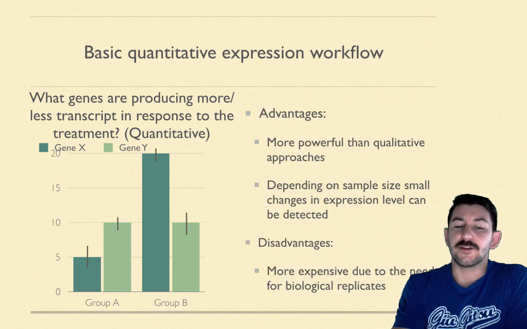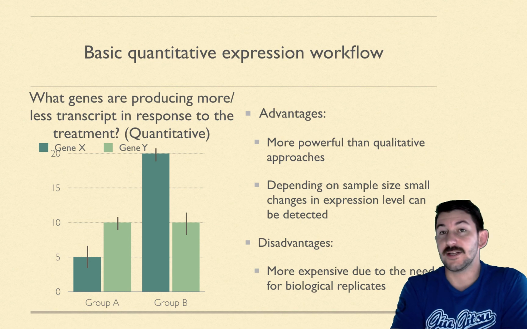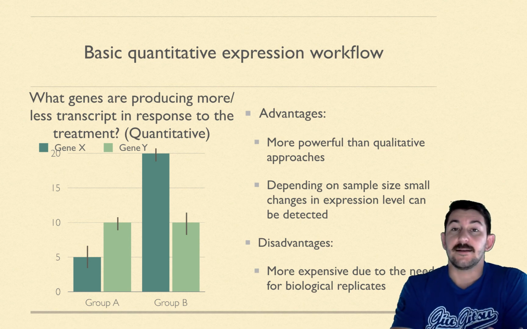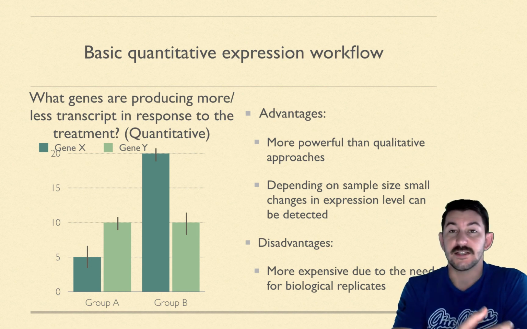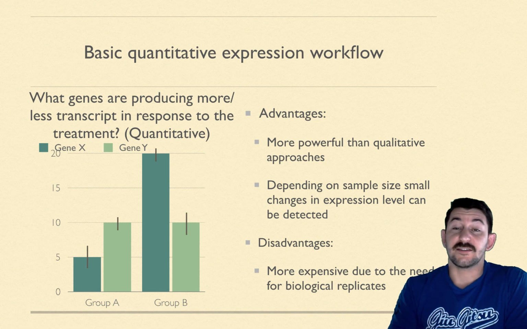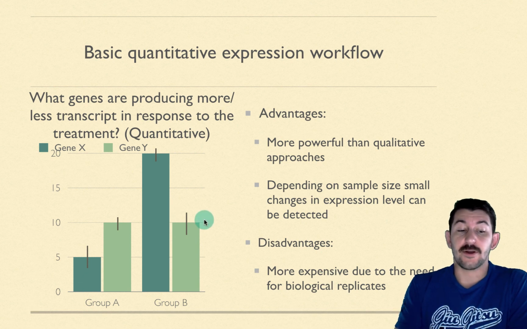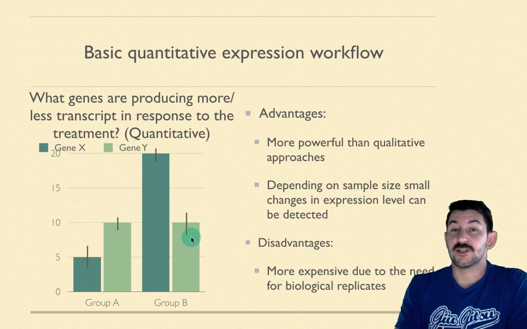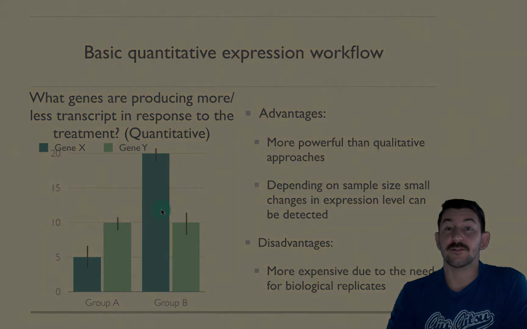But before I do that, the general advantage of a quantitative expression workflow is that it's much more powerful than qualitative. Again, most biological mechanisms are not simple on-off. They're levels of on or levels of decrease. One of the big disadvantages is that you need biological replication to really capture the variance in expression level within and between groups as well. And that can get quite expensive.